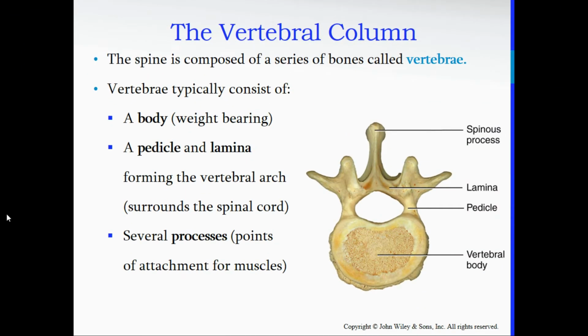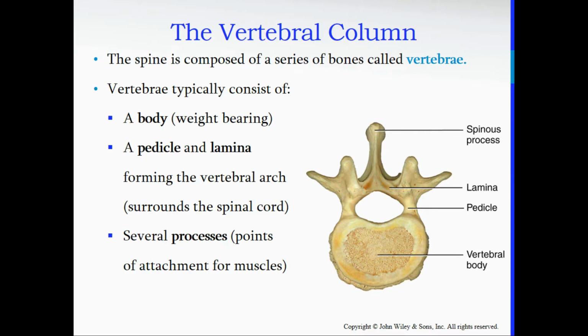Today we're going to talk about the vertebral column, and this should wrap us up for everything left in the axial skeleton. So the spine is composed of a series of bones called the vertebrae. The vertebrae typically consist of a body, which is this large portion here.